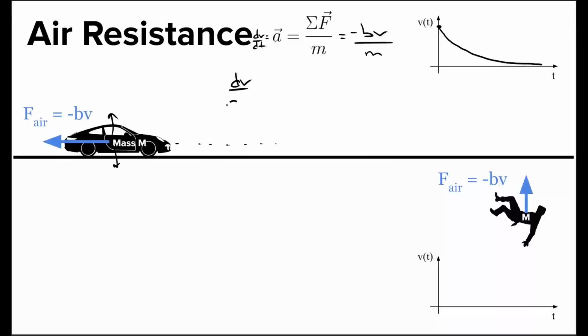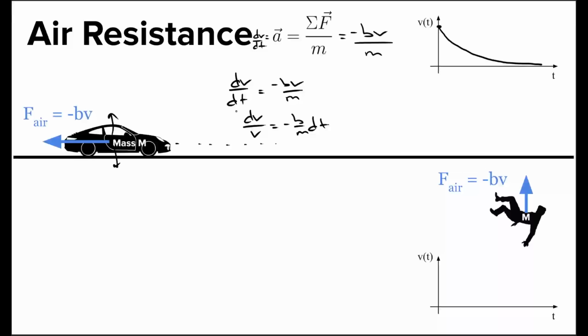How do I know to write it as dv/dt? Because my force is a function of v. So I'm going to do dv/dt equals negative bv over m. Now I need to separate this equation. I got v and t as my variables, and I got a v over here. b and m are constants. b and m can go anywhere. I need all the v's on one side, all the t's on the other. So I'm going to divide both sides by v, and then I'm going to multiply both sides by dt. So I'll get negative b over m dt.